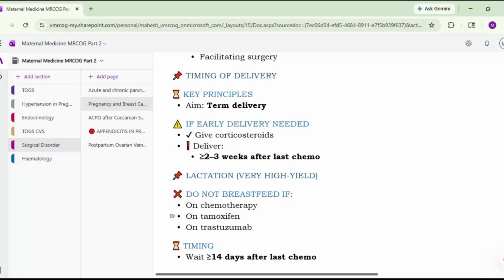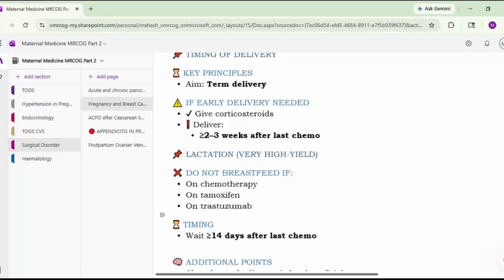Okay, so during lactation, do not breastfeed if the patient is on chemotherapy, on tamoxifen, or on trastuzumab. These are the contraindications for breastfeeding. If the patient is receiving chemotherapy, tamoxifen or trastuzumab, then breastfeeding is contraindicated.